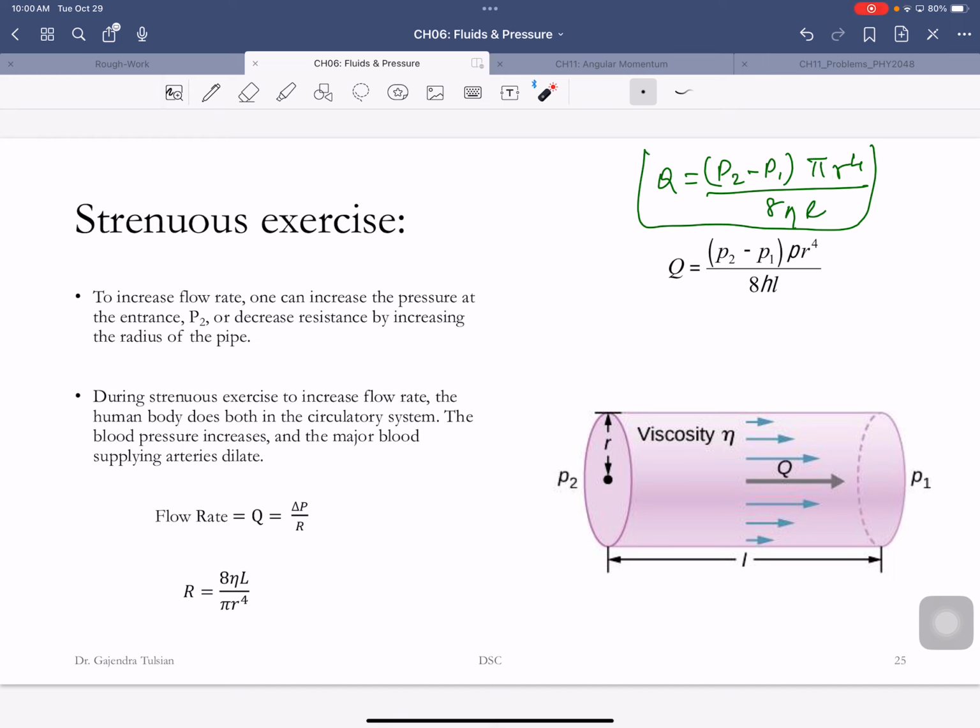Now here's the deal. If you increase the blood pressure by 10%, you go from 120 millimeters to 130 millimeters, the flow rate only increases by 10%. You increase the radius by 10%, the flow rate increases by 50%. You saw that a second ago.